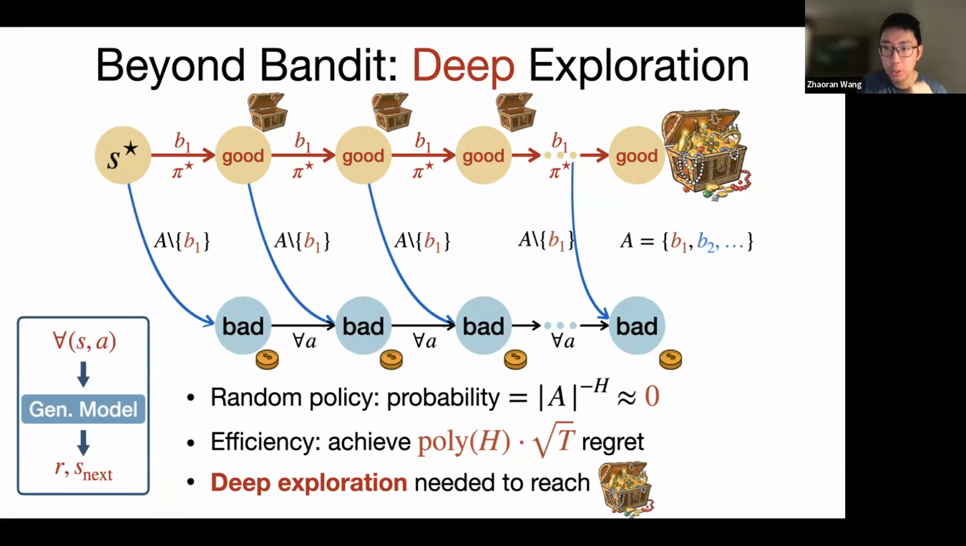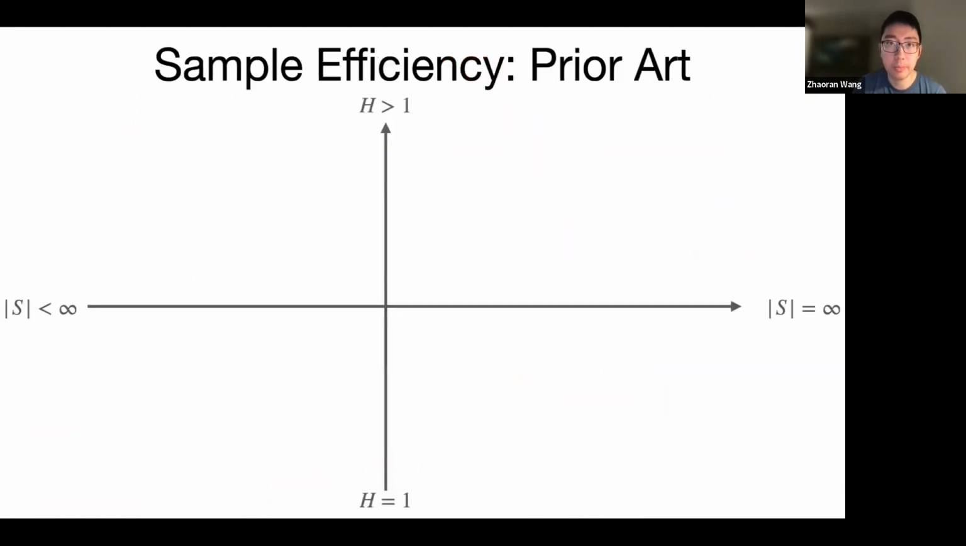In the literature, the usual assumption is that we have a generative model. Given any state and action, it produces the reward and next state, and you can arbitrarily select these as you want. In practice, you really have to do it from scratch, and that becomes more challenging.